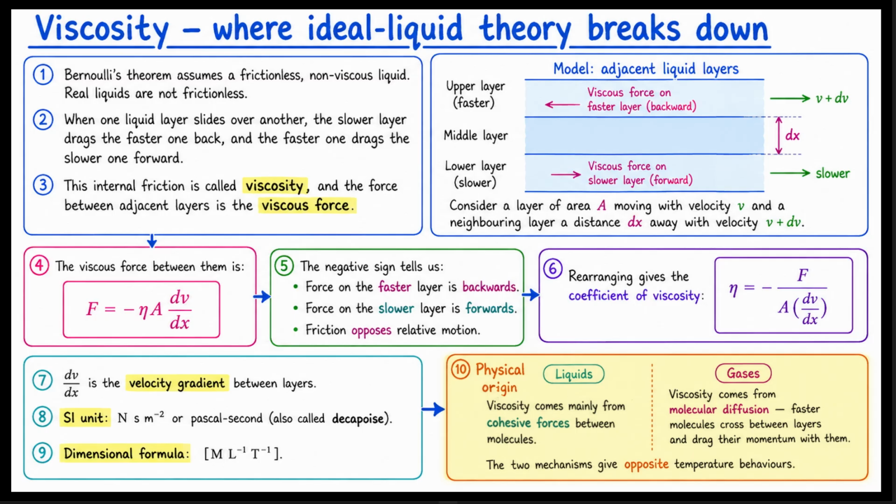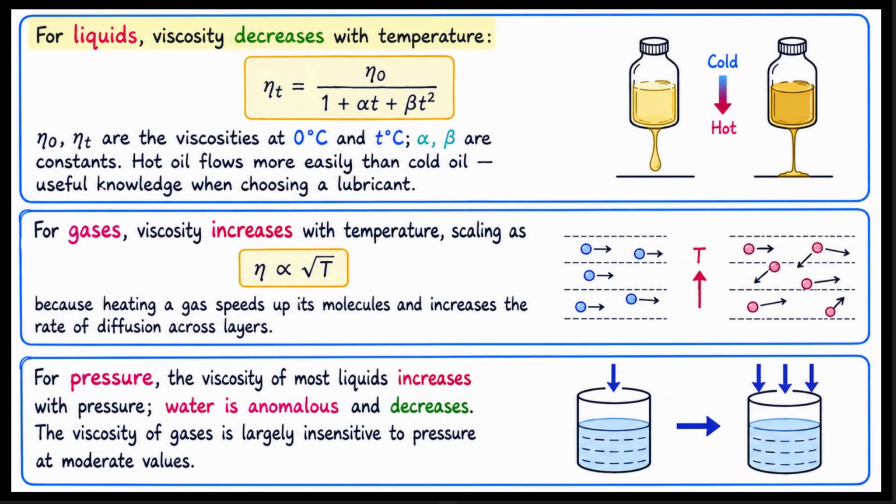Those two mechanisms give opposite temperature behaviors. For liquids, viscosity decreases with temperature. The empirical form is eta T equals eta naught over 1 plus alpha T plus beta T squared, where eta naught and eta T are the viscosities at 0 degrees and T degrees, and alpha and beta are constants. Hot oil flows more easily than cold oil. Useful knowledge when choosing a lubricant.